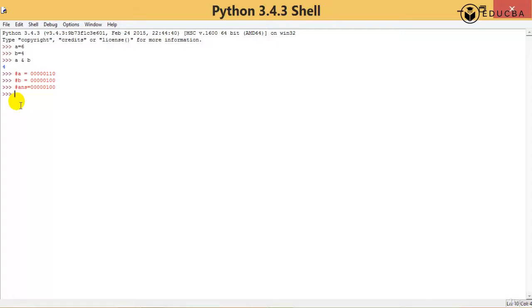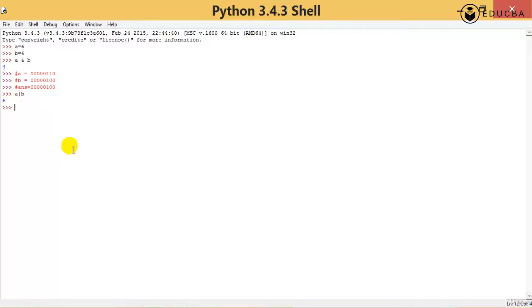So if I do an OR, a OR b, the answer is 6. So 4 or 6, the answer is 6. That means it does an OR between these two numbers. 0 OR with 0, a bitwise OR, is a 0. 1 OR with a 0 is 1. 1 OR with a 1 is 1. 0 OR with 0 is 0, and so on. So you have a OR b is a 6.